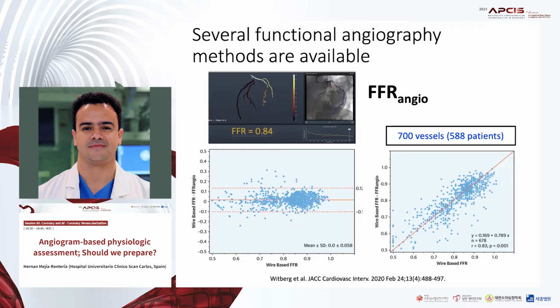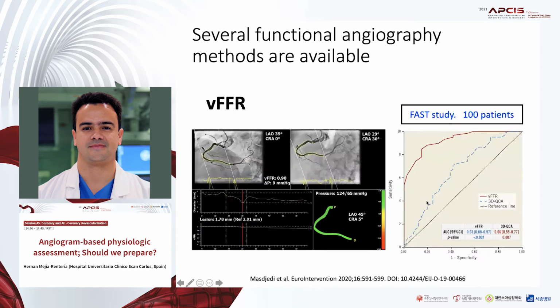But we also have at least 3 other techniques like QFR. One method is named FFR angio, which, at a difference to QFR, makes a 3-dimensional reconstruction of the whole coronary tree and has also demonstrated a high agreement and a high correlation with the wire-based FFR. Another one is named vessel FFR. This is similar to QFR because it makes a single vessel analysis using 2 separate angiogram views. And this method has also recently demonstrated that it is superior to conventional angiography parameters in predicting the wire-based fractional flow reserve.